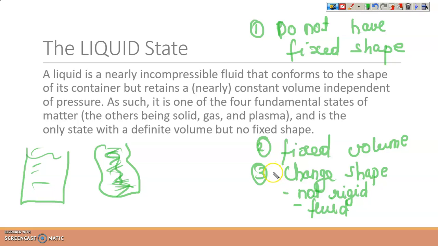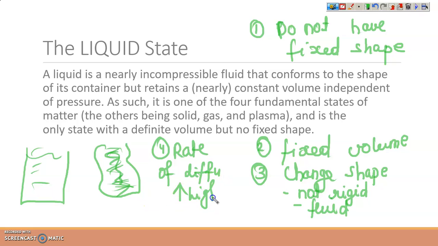The rate of diffusion is higher compared to solids. So the rate of diffusion is higher. This is because the particles move freely and they have a great space between each other. That's why the rate of diffusion is more in liquids.